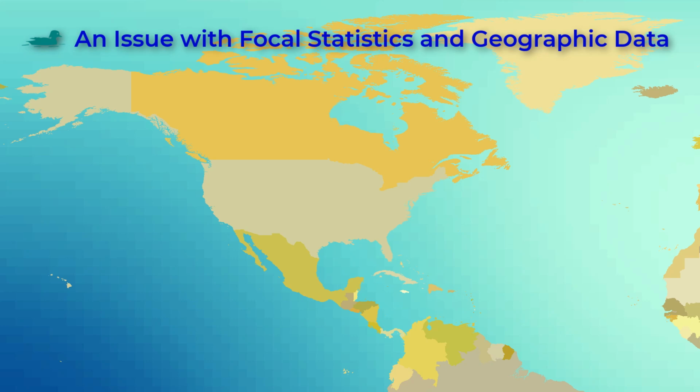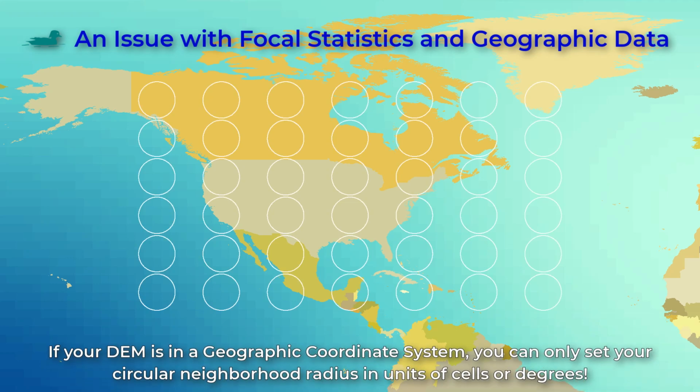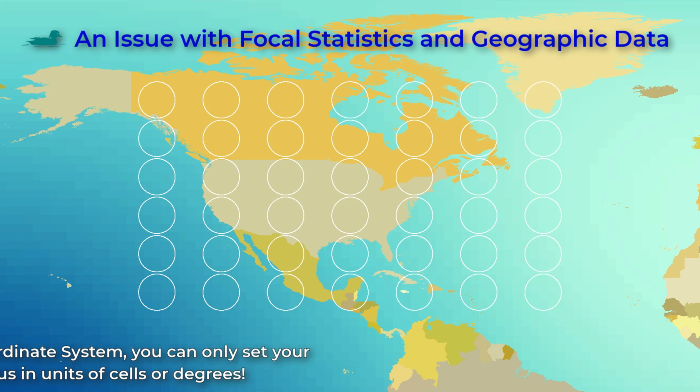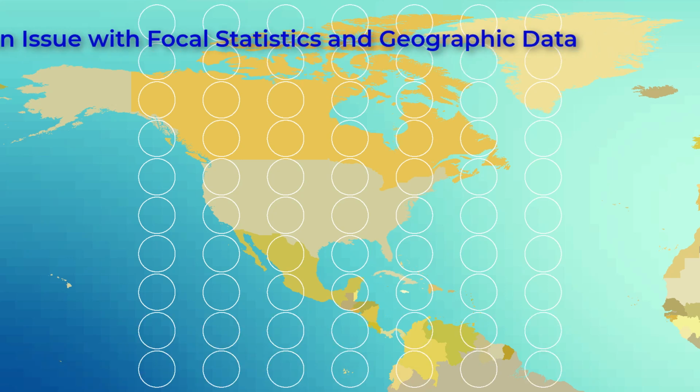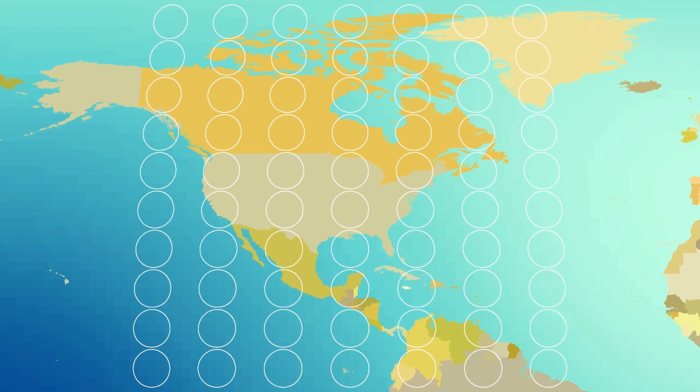At least there is as of late 2024. If you want a circular neighborhood and you want to specify the radius of your circle in meters or feet, then you need to use a data set that is already projected into a coordinate system that uses meters or feet. If your raster's in geographic coordinates, then you can only specify the circle radius in terms of cells or in units of degrees. And in either case, the circle won't be a true circle on the ground unless you happen to be calculating directly on the equator.